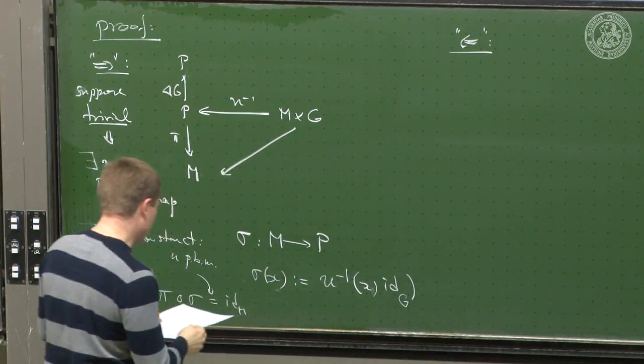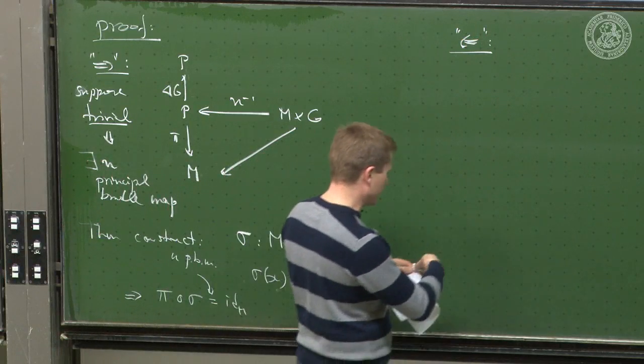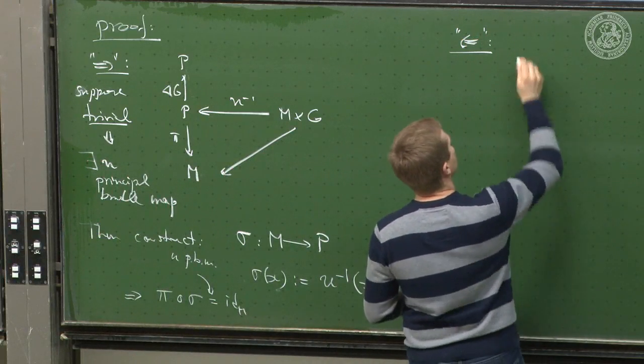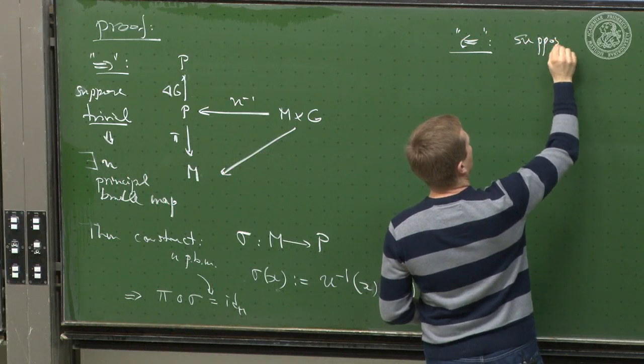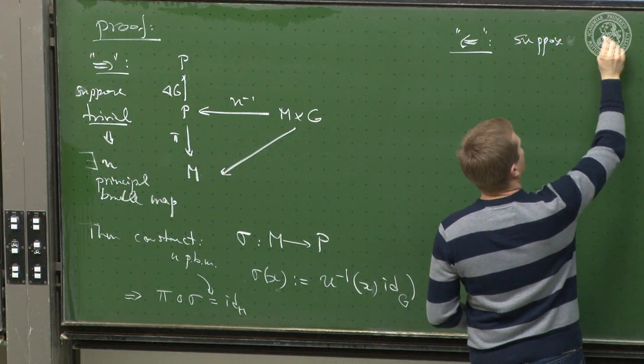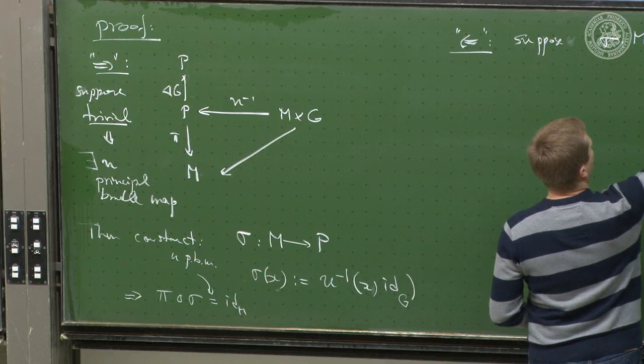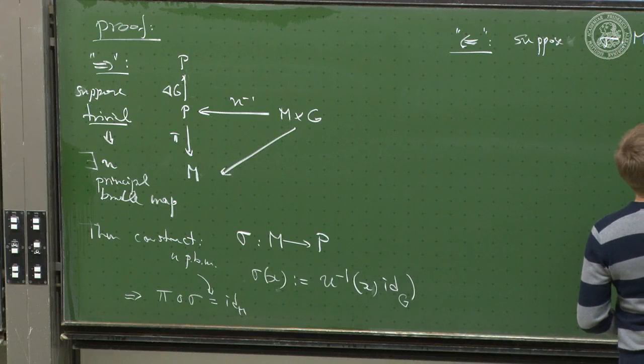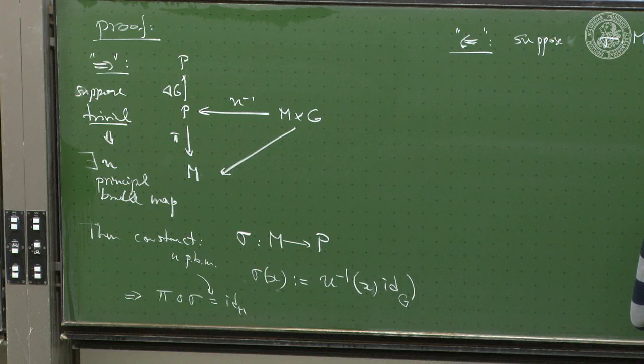Now the opposite direction of the proof is not that trivial. So now we suppose that a section sigma from M to P, with pi after sigma being id M, is given.